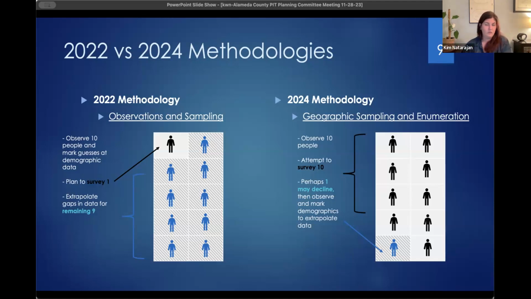In the 2024 method, if we see someone, we are going to attempt to survey them. And we're expecting the majority of the people to say yes. A few people may say no or be unable to be contacted because they're asleep inside their tent and won't come out. Those people will get some extrapolated data based on the other 9 that we did get to talk to. So it's a much smaller number of people who are affected by statistical extrapolations and assumptions.